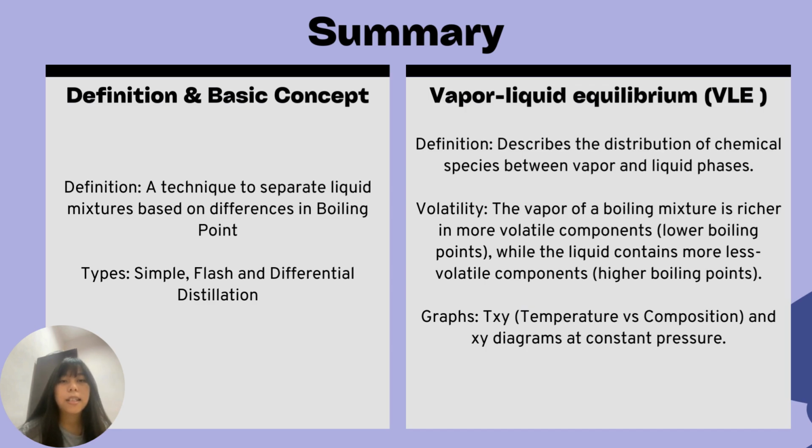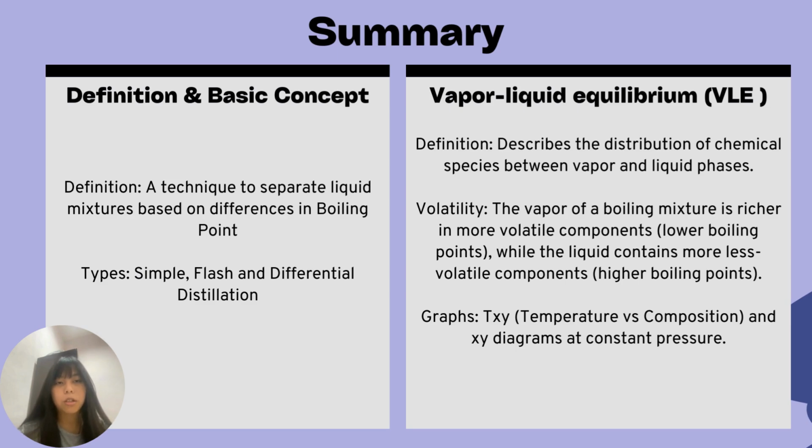First, the basic definition. Distillation is simply a technique we use to separate a mixture of liquids. We do this by taking advantage of their different boiling points. The science behind this is something we call vapor-liquid equilibrium, or VLE. It sounds complex, but the concept is actually quite simple.